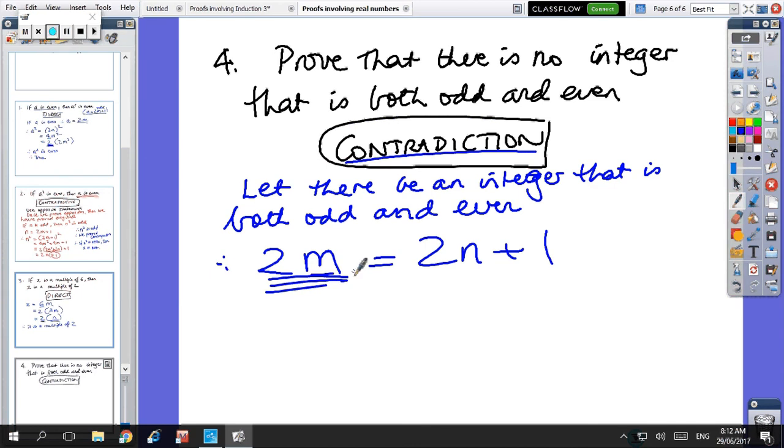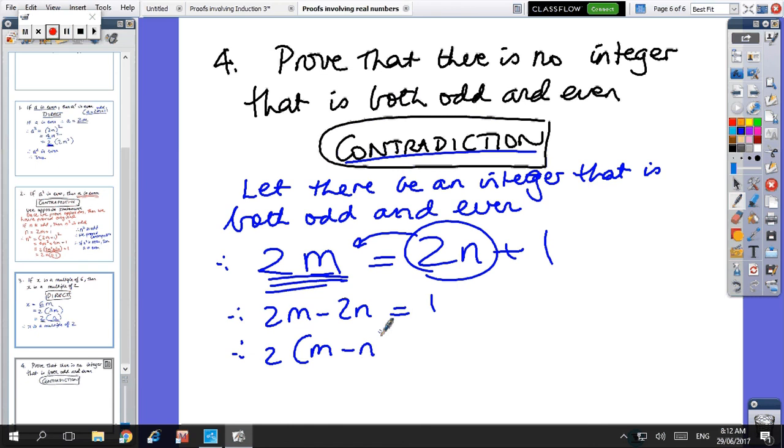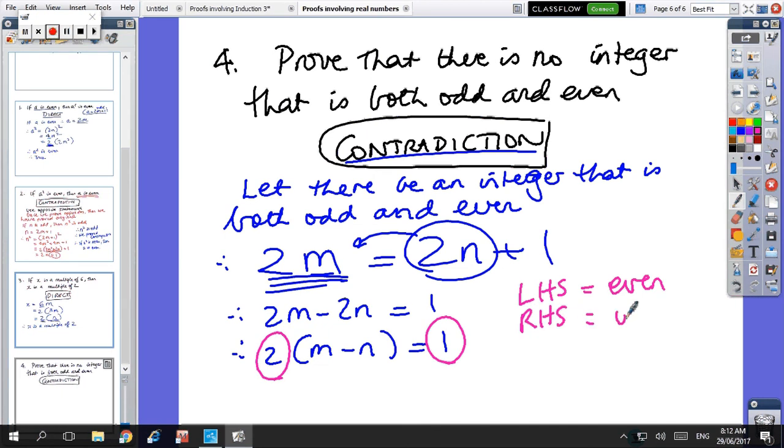Now we can't use the same letter, so 2m and 2n plus 1, that's okay. And then what we're going to do is bring the 2n across to the other side. So we've got 2m minus 2n equals 1. And then factorise. And so where is the contradiction? Well, the left-hand side, because it's got a 2, is an even number. And the right-hand side is an odd number. And so the contradiction is the left-hand side can't equal the right-hand side, so there is no number that is both odd and even.